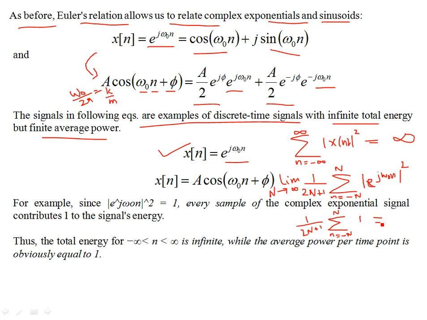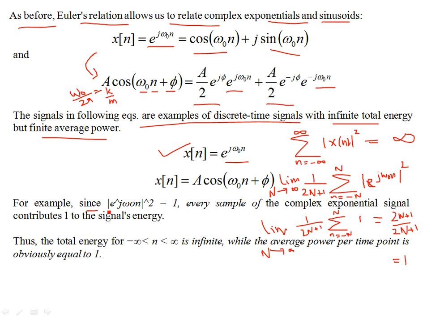So what you have is, if you're also allowing n to be very large, a ratio of 2n plus 1 over 2n plus 1, and that gives you 1. So you see the average power is finite, and that's unity in this case. So they are power sequences, they are not energy sequences.